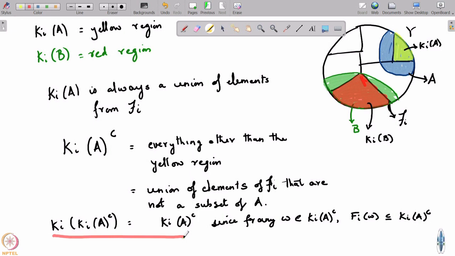Okay. Now, remember I have used here that this is not some arbitrary set, right. So, if I put some set C here, Ki of C is not necessarily equal to C, but Ki of Ki of A complement is equal to Ki of A complement. Is this clear? Okay. Again, just one more tongue twister for you. What if I put the complement inside? Is this still true?